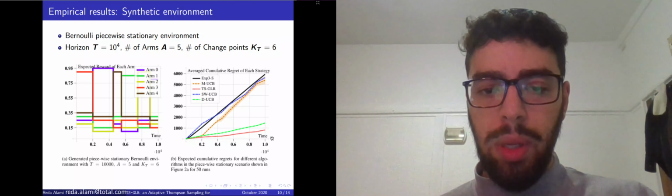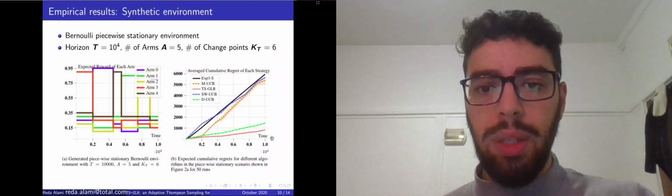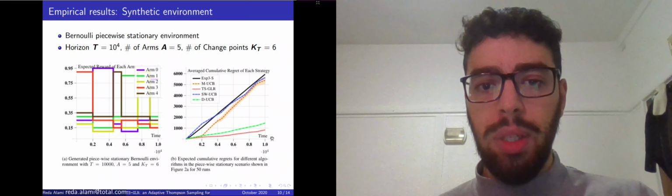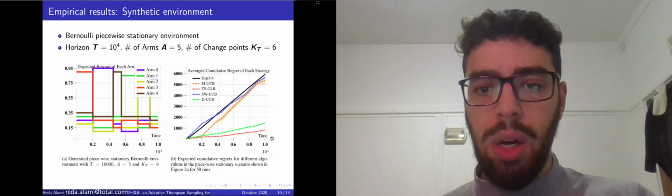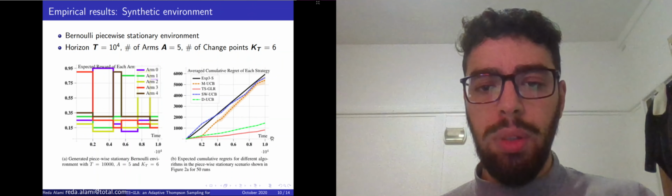We test the TSGLR against state-of-the-art algorithms using a synthetic Bernoulli environment with these parameters, and we average the results over 50 runs. We can clearly see that the Thompson sampling GLR outperforms state-of-the-art algorithms by achieving the minimal pseudo-cumulative regrets.